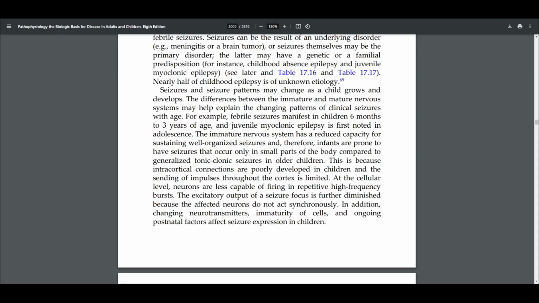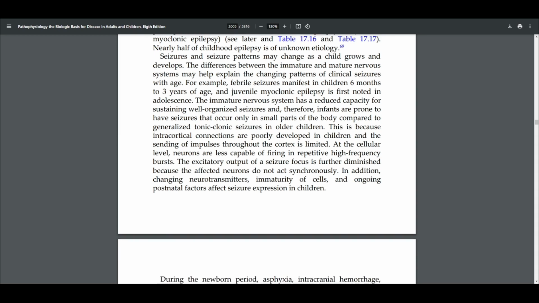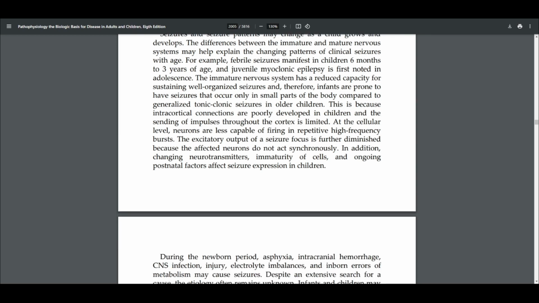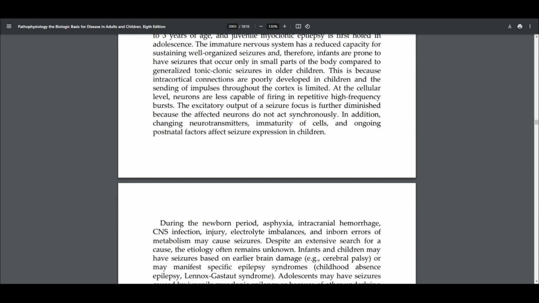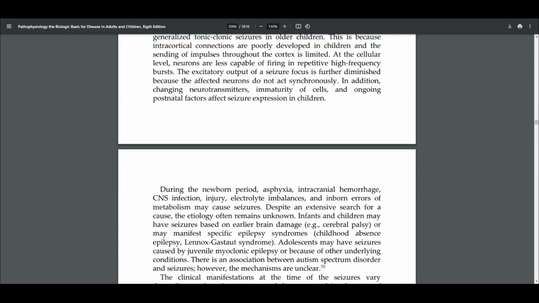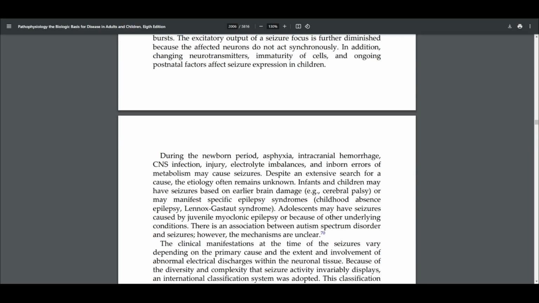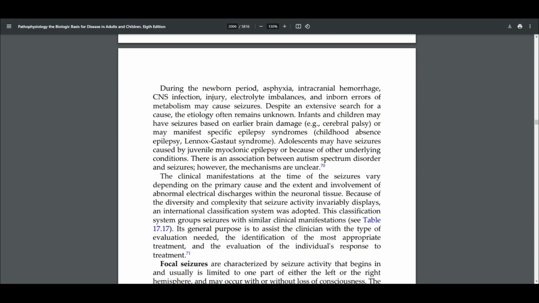This is because intracortical connections are poorly developed in children, and the spread of impulses through the cortex is limited. At the cellular level, neurons are less capable of firing in repetitive, high-frequency bursts. The excitatory output of a seizure focus is further diminished because the affected neurons do not act synchronously. In addition, changing neurotransmitters, immaturity of cells, and ongoing postnatal factors affect seizure expression in children.